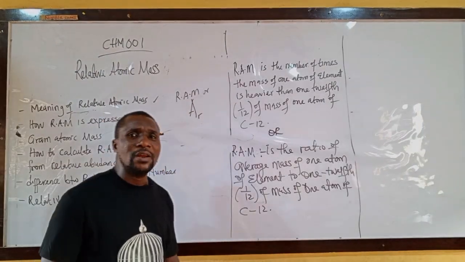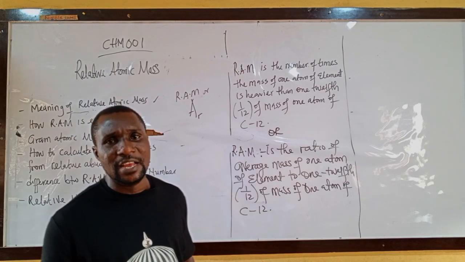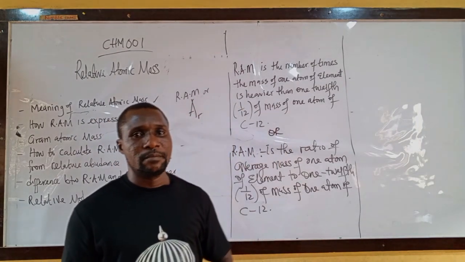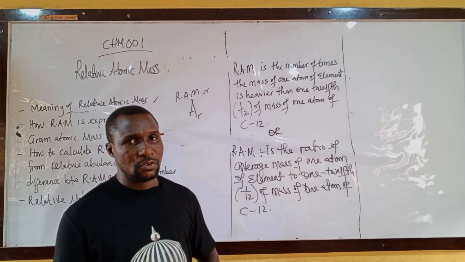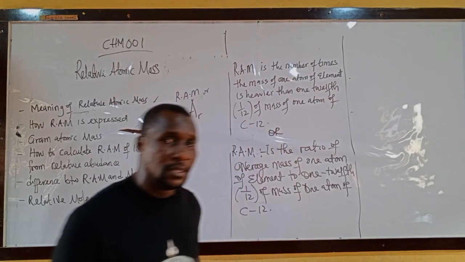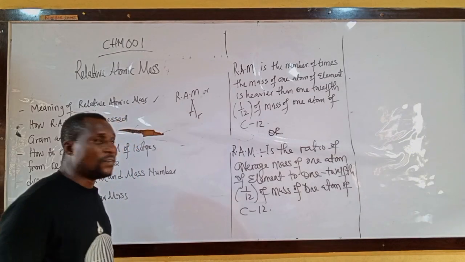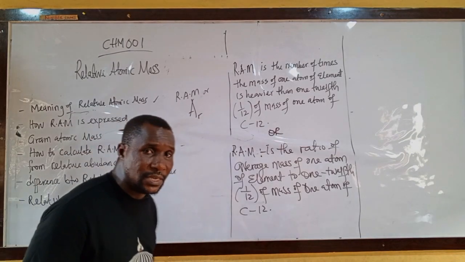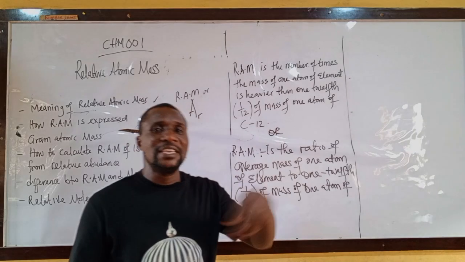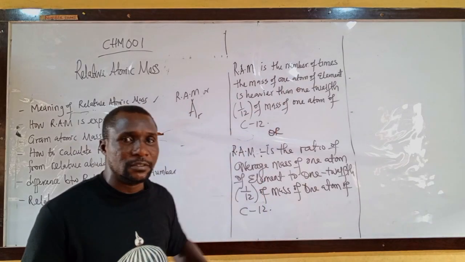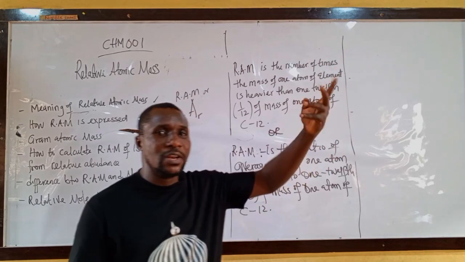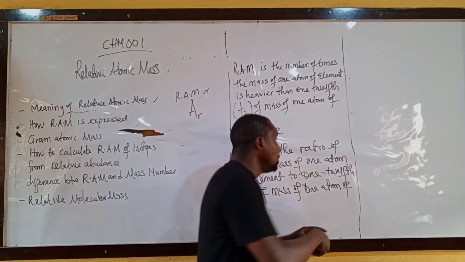We use carbon as a reference element to determine the relative atomic mass of other elements. Take note of that. They can ask you, why do we use carbon as a reference element to determine relative atomic mass of other elements? Why? The reason is this.